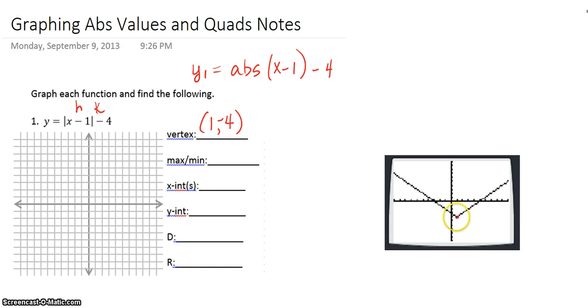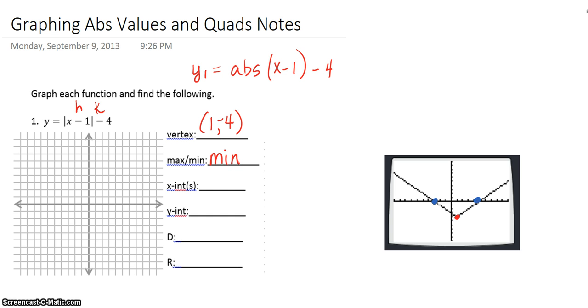So that's this point right here. 1, negative 4. Now is that a maximum or a minimum value? Well, since it's at the bottom and the graph is above it, it is the lowest value. So that is what's called a minimum value. Now the x-intercepts, there are 2 of them. So I'm going to switch up colors here to talk about the x-intercepts. There's one over here, and there's another one over here. Those are the 2 x-intercepts.